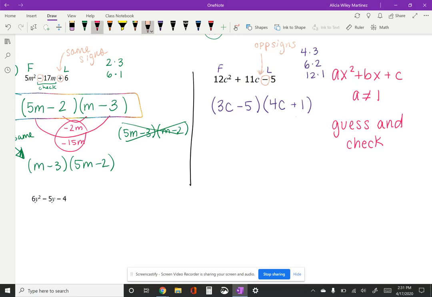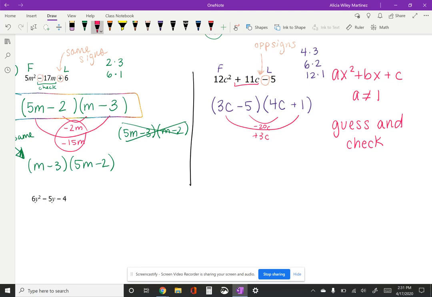Looking at this problem, we now have 3c times 4c is 12c squared. Negative 5 times positive 1 is negative 5. But we need to check that we get this middle term. So checking that, that's a plus 3c and a negative 20c. This checking is something that I do in my head. So I'll write it down, and I know that my first term and my last terms are right because I use those to help me guess what the terms of my binomials are going to be.